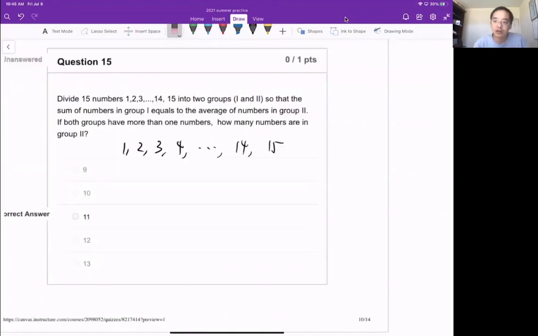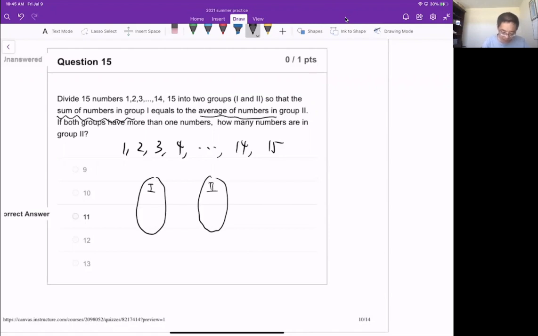Okay. Question number 15. Here we have 15 numbers, 1, 2, 3, 4, all the way to 15. And we divide these 15 numbers into 2 groups, group 1 and group 2, so that the sum of numbers in group 1 equals the average of numbers in group 2. Now we also assume that both groups have at least 2 numbers. The question is how many numbers are in group 2?